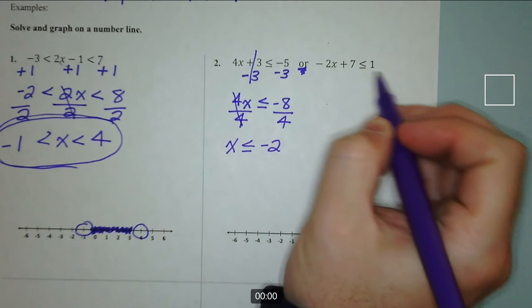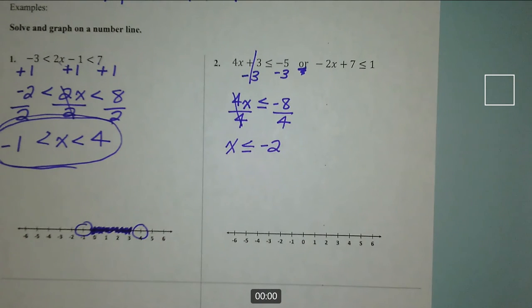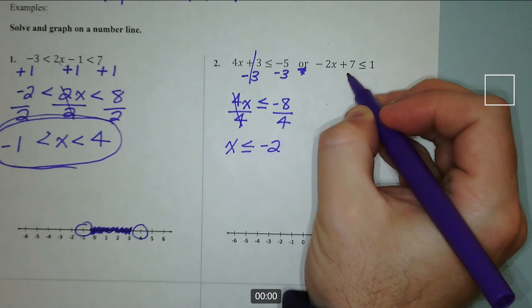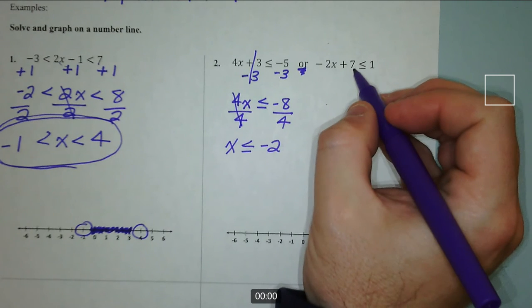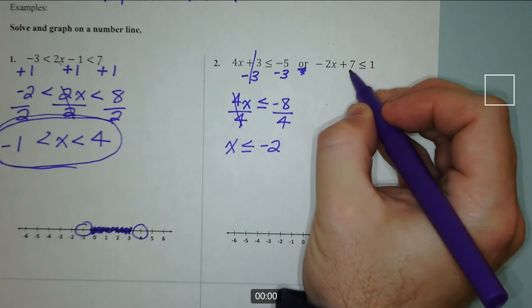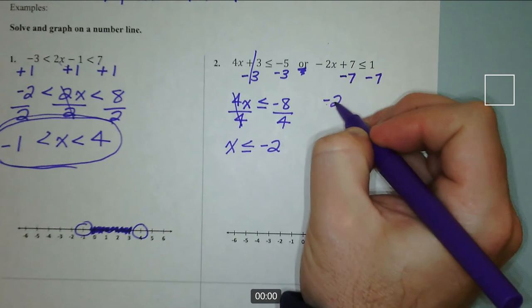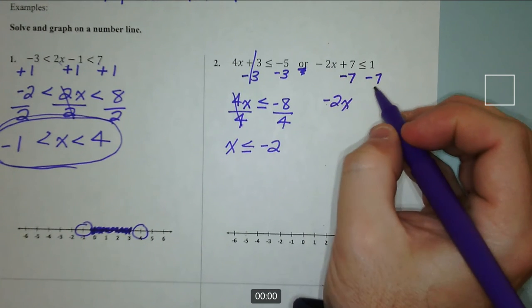All right, Connor, what do we do to this one over here? Subtract 7, sorry. I can't hear you over the music there, buddy. Subtract 7 from both sides. Now watch this, everybody. Okay, Connor, you can mute now.